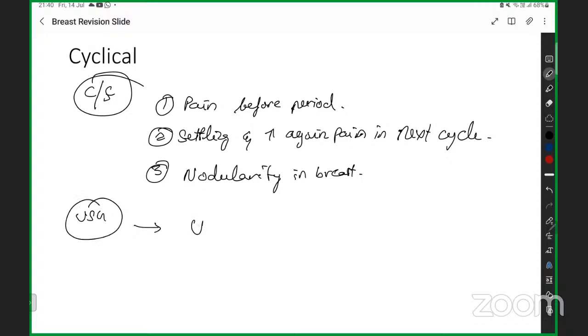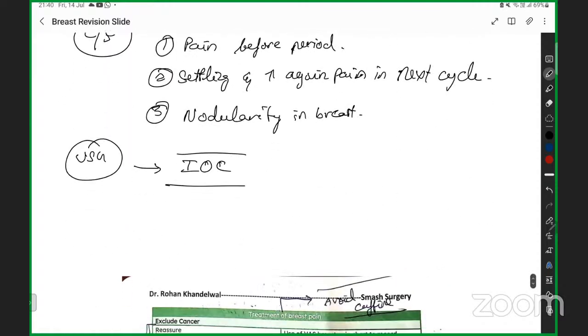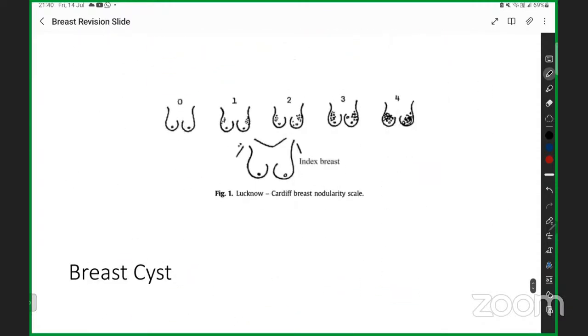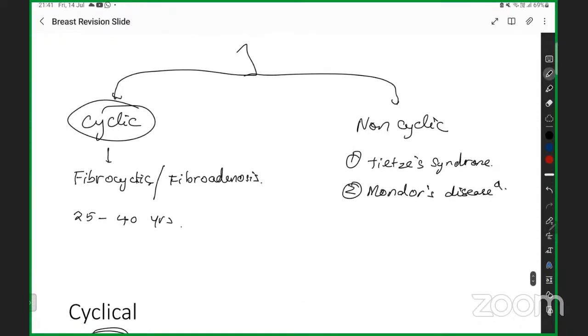USG is going to be the investigation of choice in this condition. Now moving on towards the non-cyclical. I told you non-cyclical. Number one, Tietze syndrome. In Tietze syndrome, there is going to be pain present at the costochondral junction.